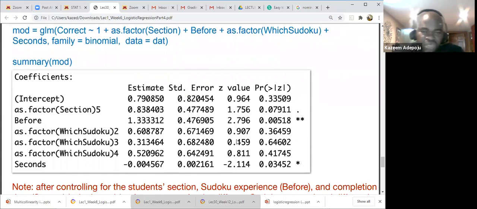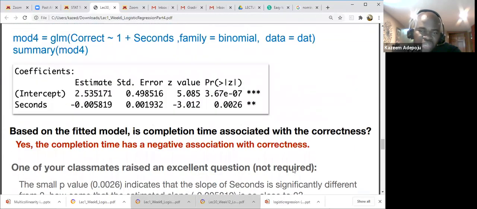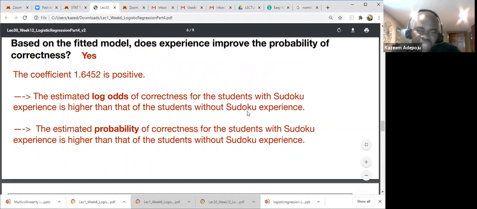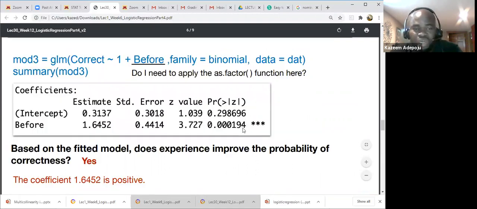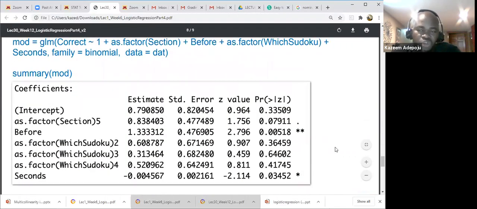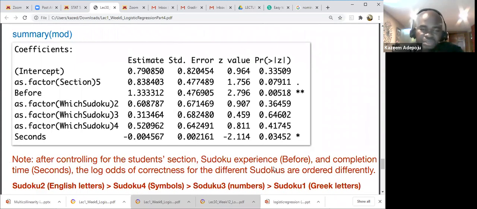I want you to take a look at this result right now. Before is significant, right? And seconds in the completion time is significant. When we did that separately, completion time was significant. What about the experience in the game? Look at that, that's also significant. And when we do it now, in the presence of other predictors, they are also significant. Can you see that now?